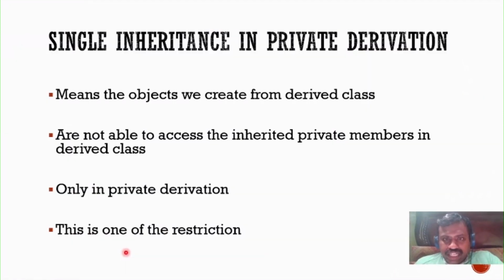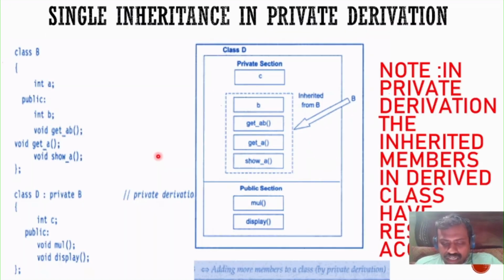Then moving on to the next slide, inheritance in private derivation, there are some restricted accesses here. The objects that we create from the derived class are not able to access the inherited private members in the derived class. That means these are the data members and member functions which are inherited from the class B as private members with respect to private derivation, and these data members and member functions cannot be accessed by using the objects of D. That is one of the restrictions. Then how to call these particular member functions?